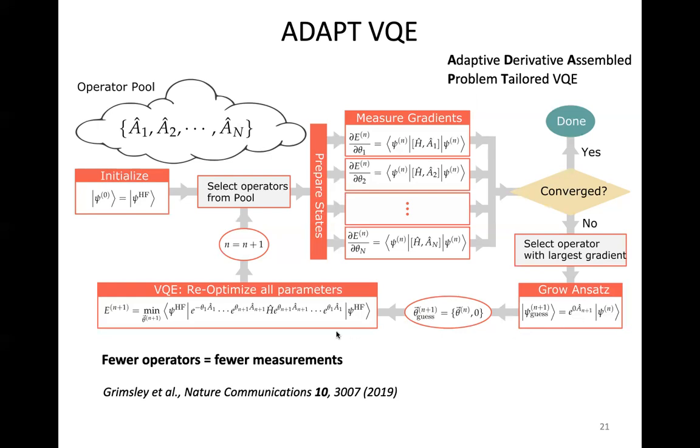Then we construct this energy function, as I showed you before, and try to optimize with respect to all the parameters to get the minimum of energy. And that's our new state. Then we go again to this place, choose one more operator, and everything continues. And we basically add these exponents until we converge.